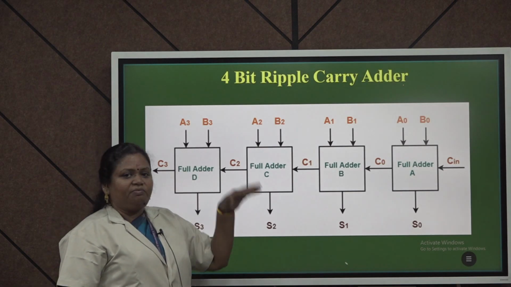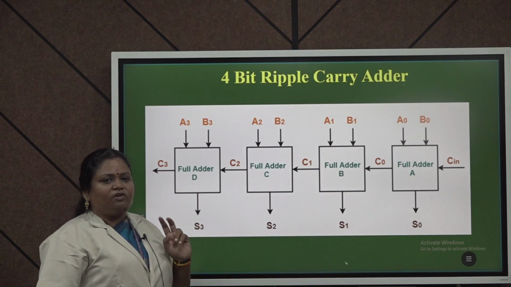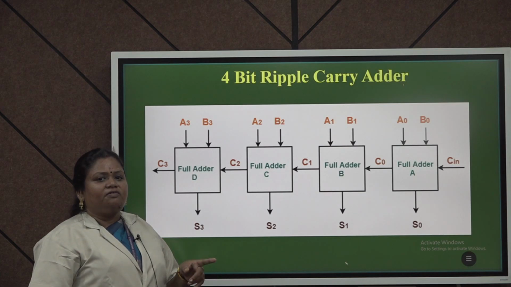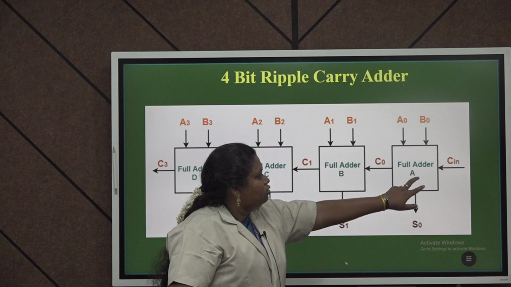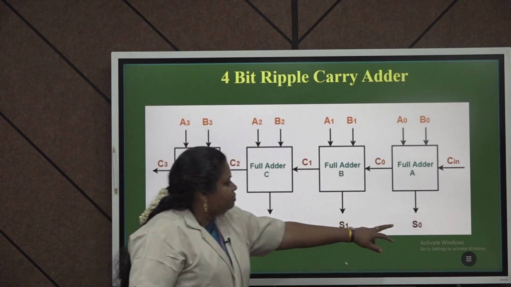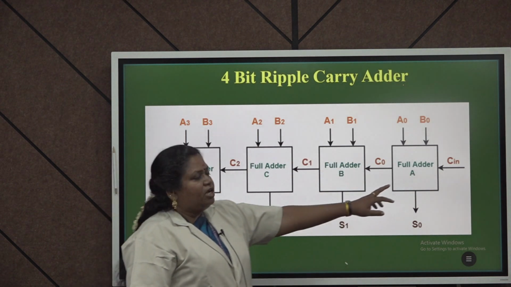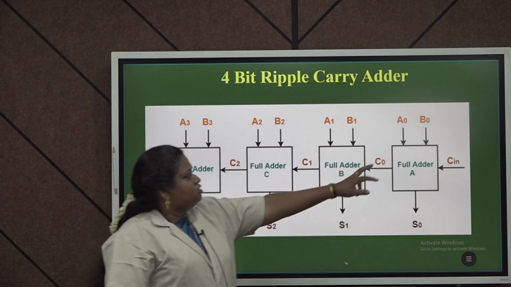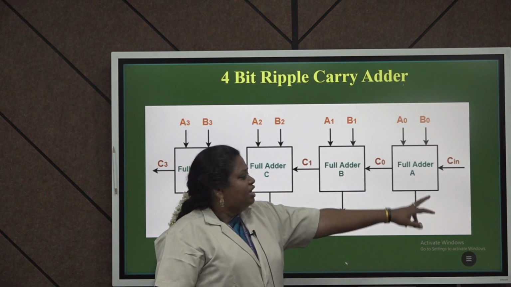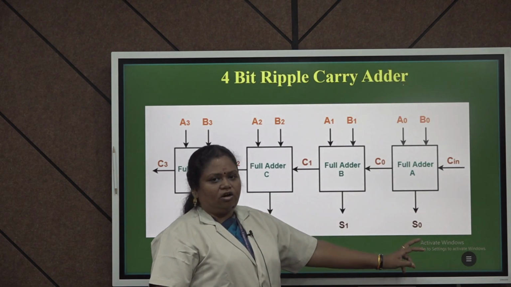So each input will be given to each full adder. Full adder, as I have said earlier, consists of 3 inputs and 2 outputs. So 3 inputs will be fed into one full adder and 2 outputs will be taken. The arrow mark indicates the proper symbol of your input and the output. So inward is indicating the input symbol and outward is indicating the output resultant.